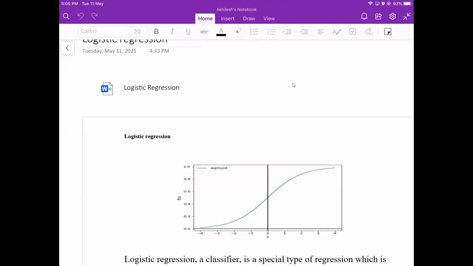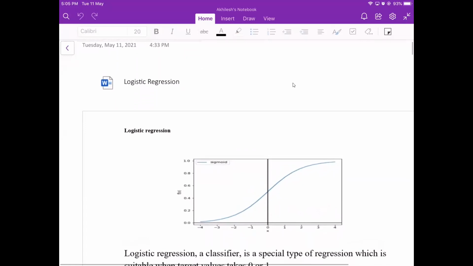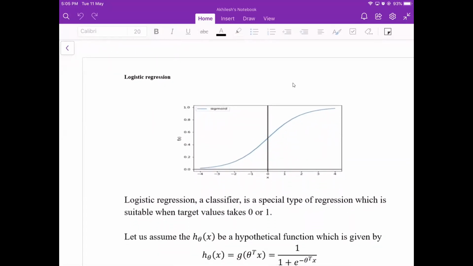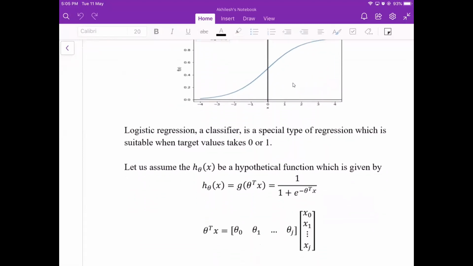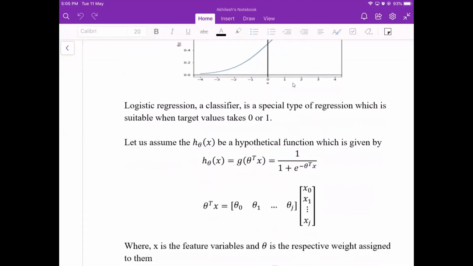Today, I'll discuss logistic regression. Logistic regression is a classifier. The name is regression, but it is a classifier. This is just a use of the sigmoid function.